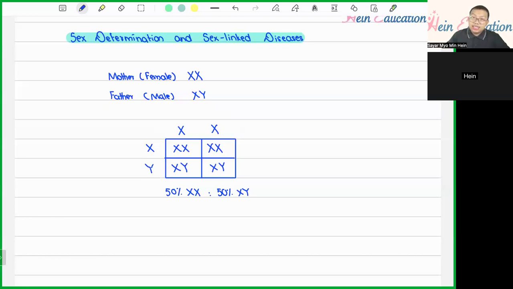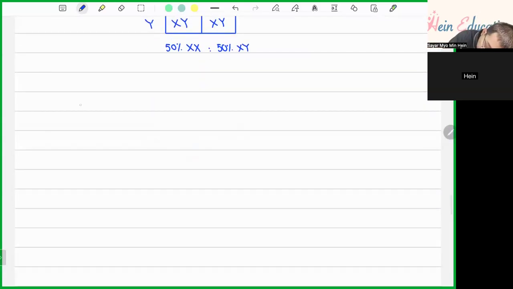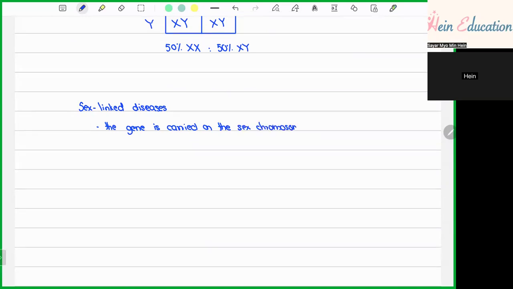So basically, sex-linked conditions or sex-linked diseases are carried on the X chromosome. That's how the name begins. So we get sex-linked diseases, or let's say sex-linked conditions. It means the alleles or the gene is carried on the sex chromosomes, right? So it can be either the X or Y chromosome, and we can divide it into two, right?